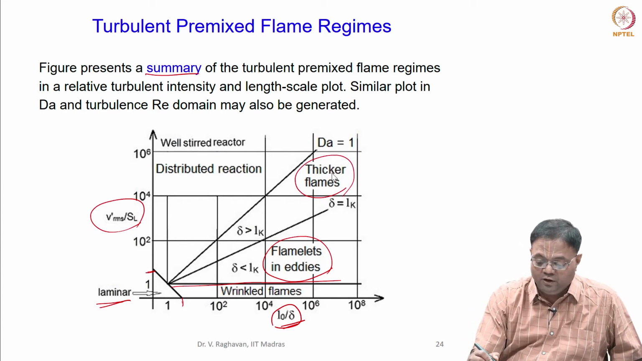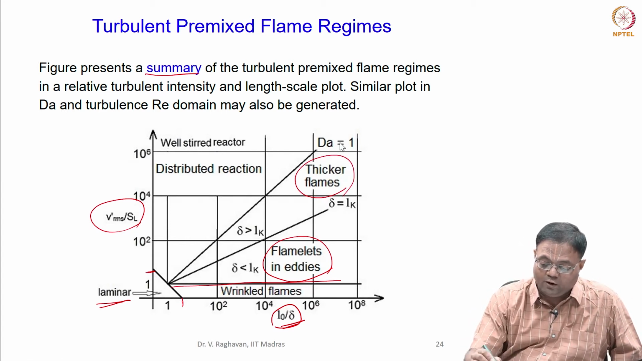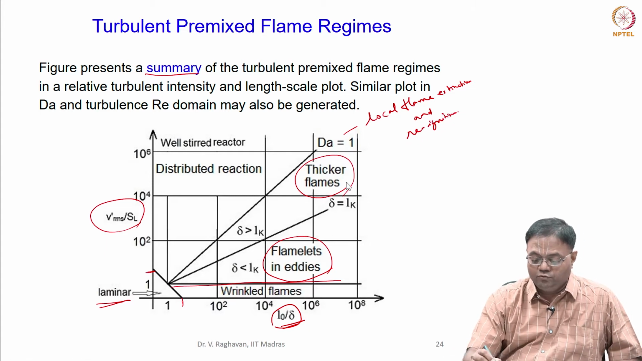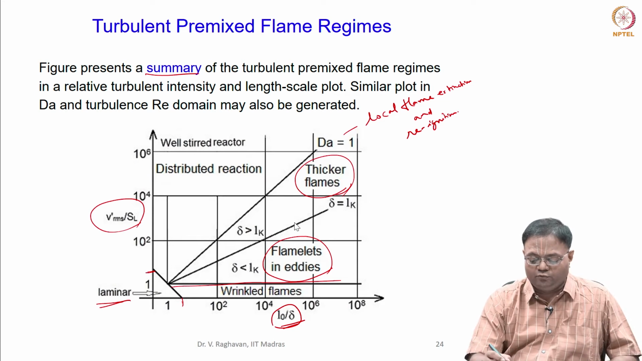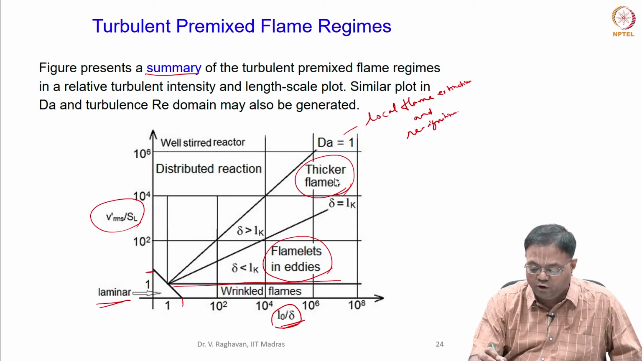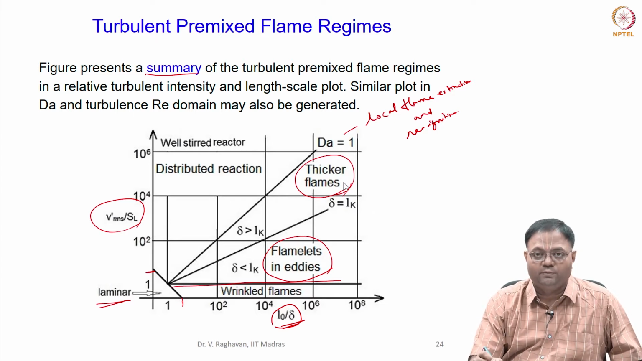In this case, this is the Damköhler number equal to 1 regime. Here we get local flame extinction and reignition. Okay, so thicker flame zones are obtained. Again, it is not exactly the distributed zone. In this regime, it is also a laminar flamelets in eddies type of regime, where both chemistry and this are important.